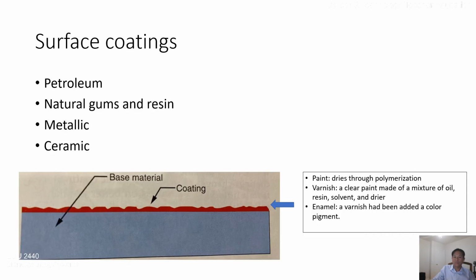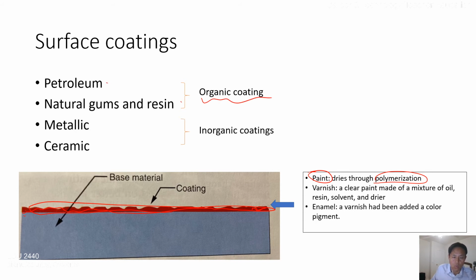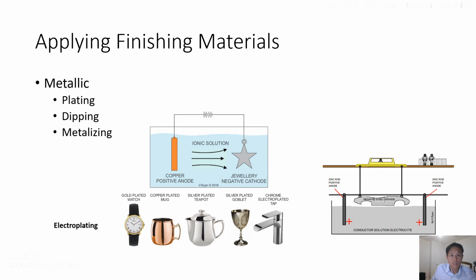The second type of finishing is surface coating. One example is painting, as I mentioned. Painting creates another layer like this that protects from corrosion, and then it dries and makes the polymerization. So there are two types of surface coating. The first one is organic. These are petroleum and natural gum and or resin. And inorganic, which uses metal or ceramics. This is an example of coating.